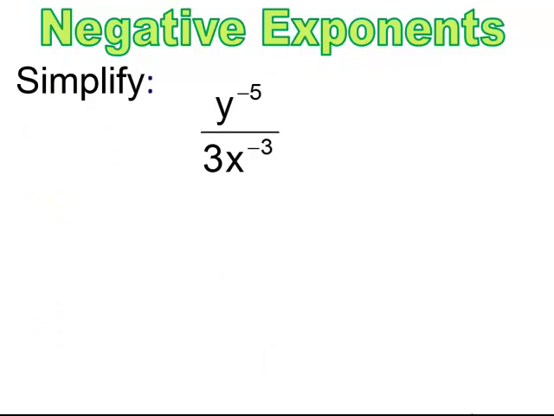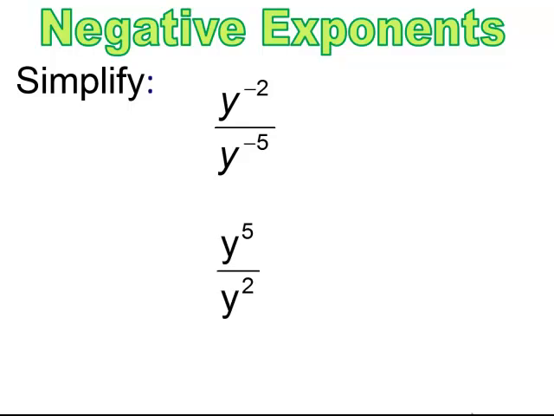Pause and try. So be careful here. The x to the 3rd goes up top, the 3 staying on the bottom, and the y to the 5th goes on the bottom. Pause and try. So when you switch it up, you end up with y to the 5th over y squared, and this can be simplified to y to the 3rd.